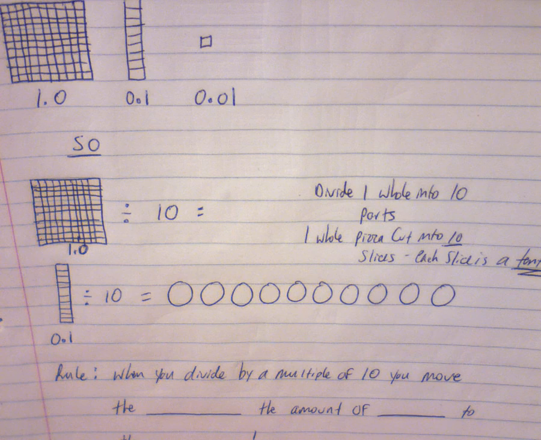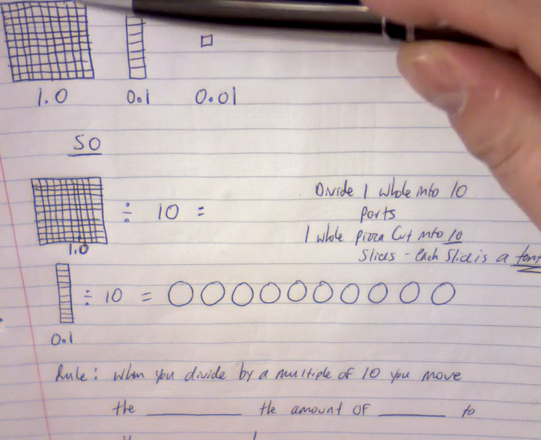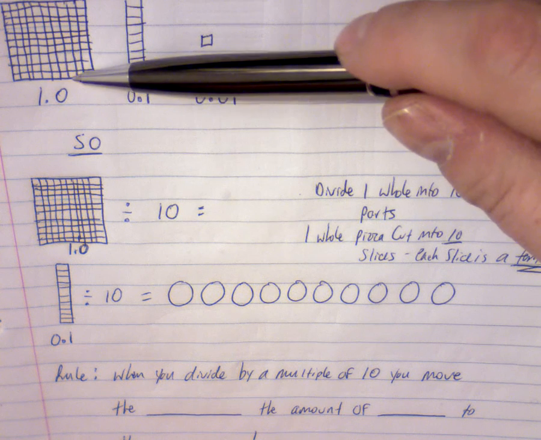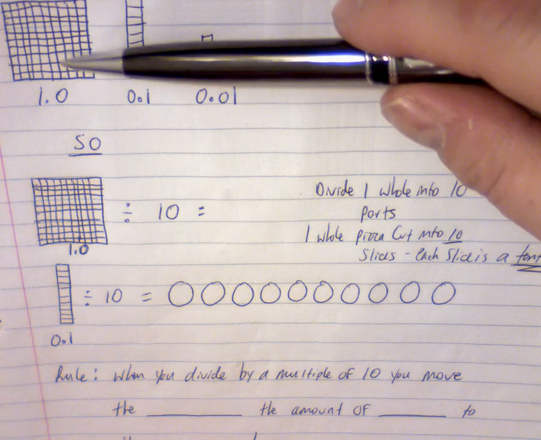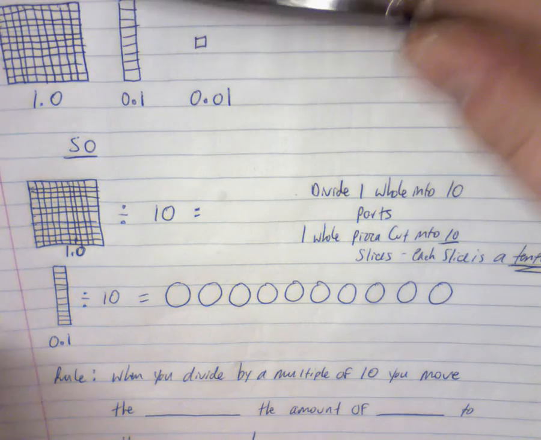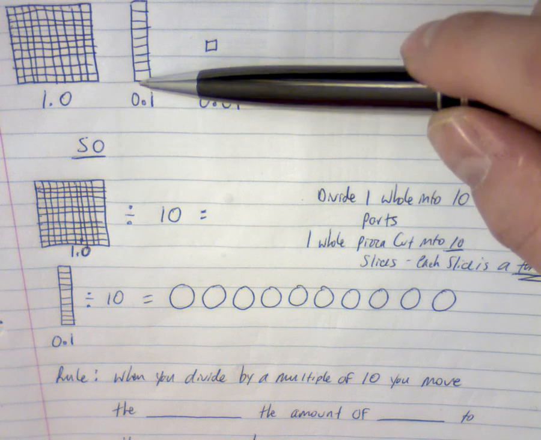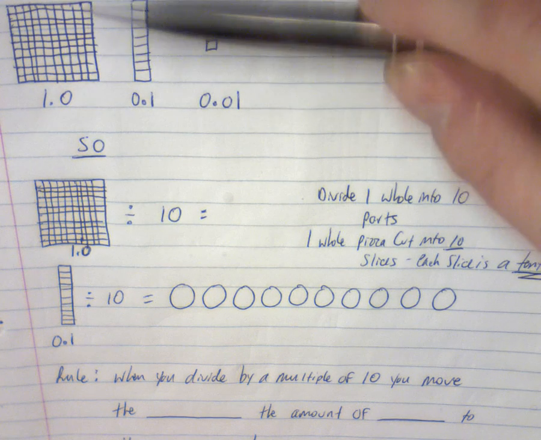With that being said, I would like to show you that this block right here represents one whole. So when we're looking at the base 10 blocks, we're looking at the 100 block because this has 100 squares. That represents 1. This here represents a tenth because this is a tenth of this.